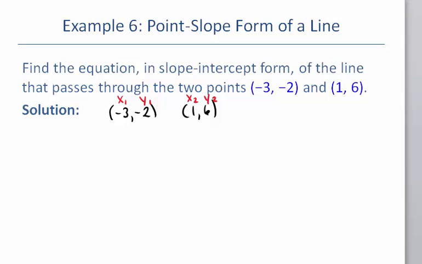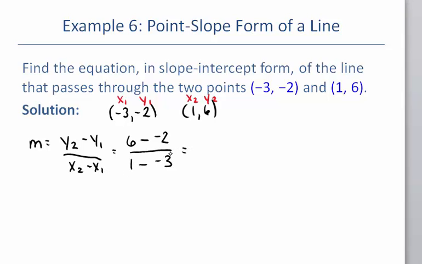Now, in order to find the equation, we must have the slope. So we begin there with our slope formula. Remember that the slope formula asks you to find the difference in the y's divided by the difference in the x's. So for the y2, we're going to put in a 6. For the y1, we're going to put in a -2. For the x2, we'll put in a 1. And for the x1, we'll put in a -3.